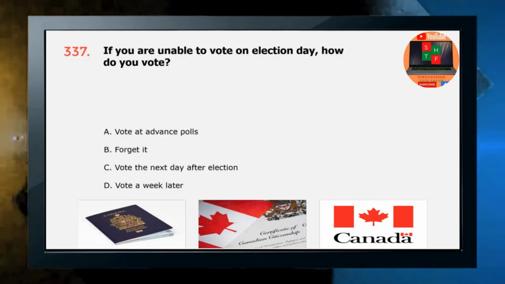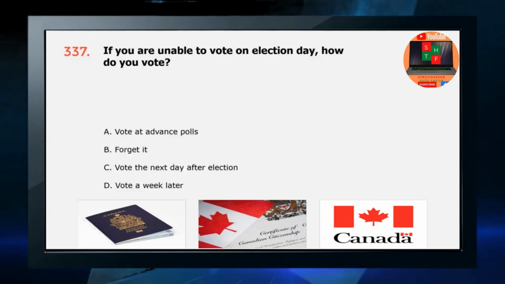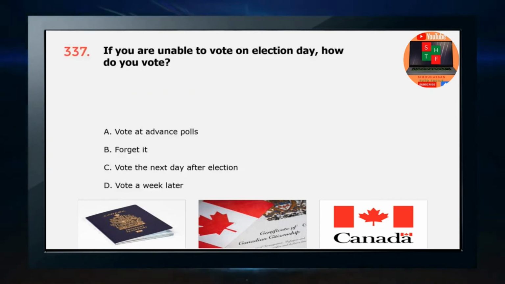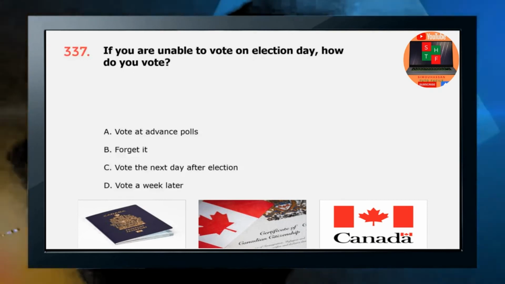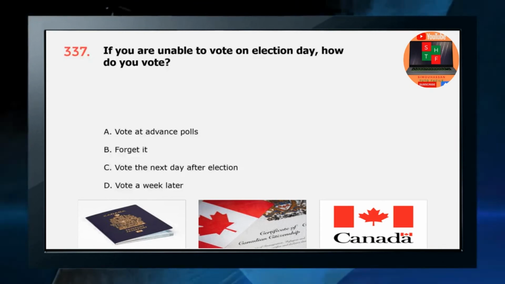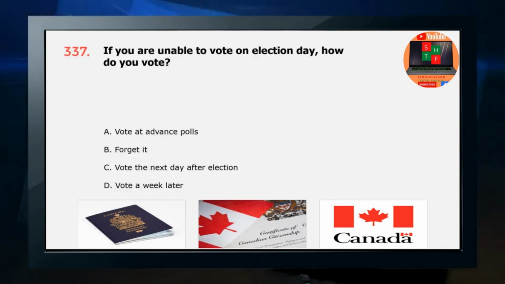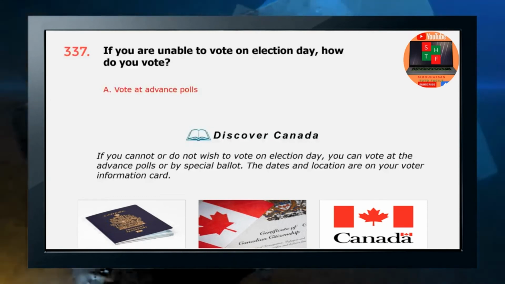Question 337. If you are unable to vote on election day, how do you vote? A. Vote at advance polls. B. Forget it. C. Vote the next day after election. D. Vote a week later. The answer is A. Vote at advance polls.